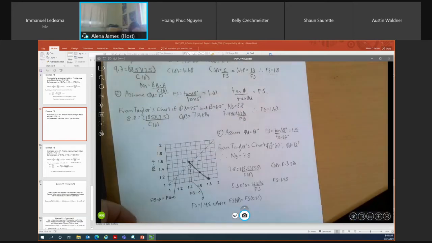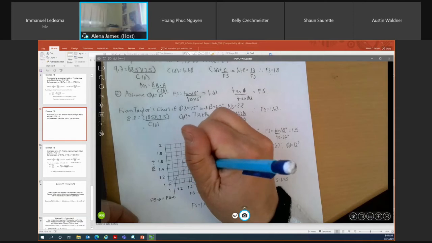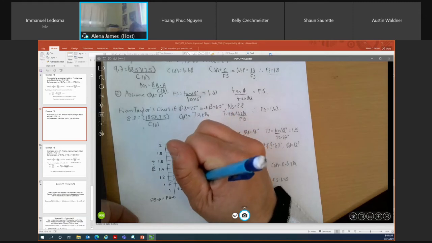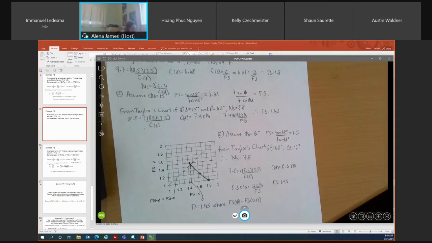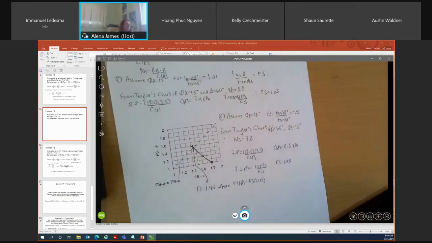You'll see here that my line of best fit for my three data points intercepts my 1-to-1 line right here. So I draw a vertical line down to my x-axis, and I can determine that at a factor of safety value of 1.45, my factor of safety for my friction angle and my factor of safety for my cohesion are the same. So therefore, I know that the factor of safety for this slope is 1.45.